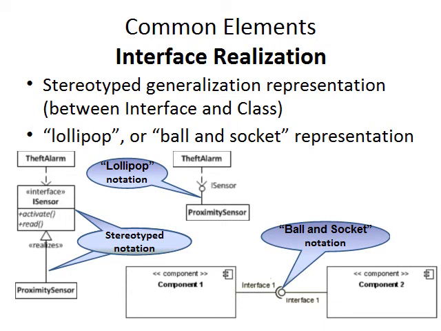The ball and socket notation shows not only that an interface is provided by component 2 in this case, but also that it's used by or required by component 1. So that's the ball and socket notation, and that's used mostly on component diagrams.